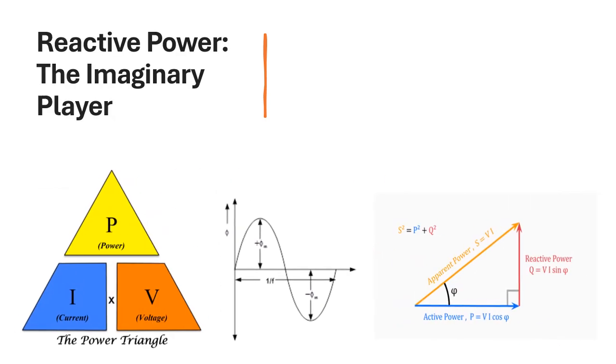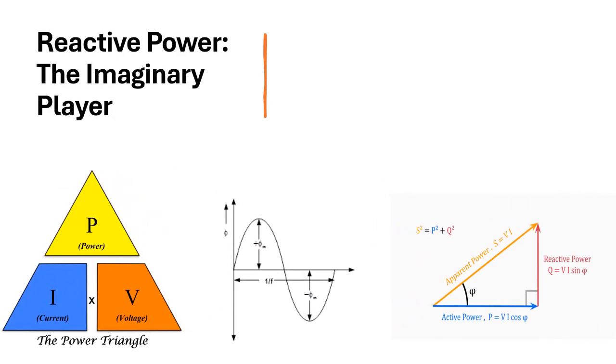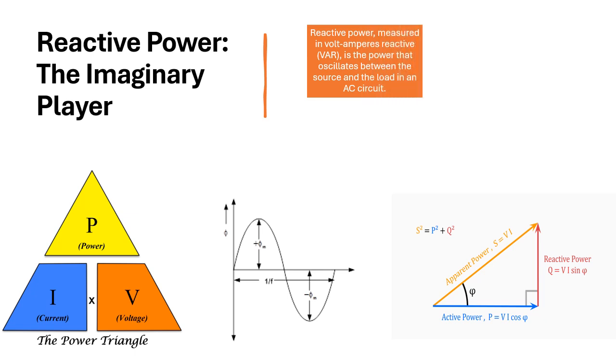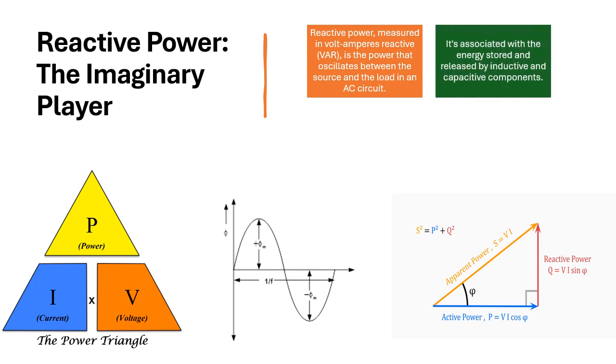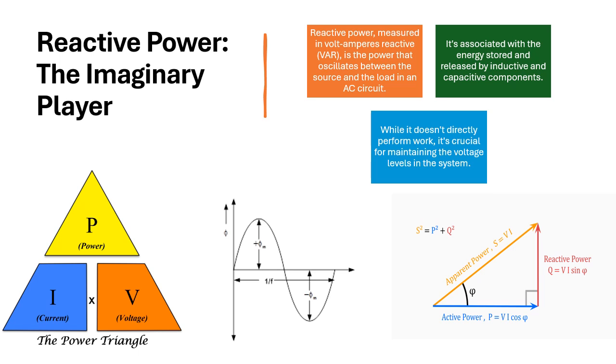Reactive power, the imaginary player. Reactive power, measured in volt-amperes reactive, var, is the power that oscillates between the source and the load in an AC circuit. It's associated with the energy stored and released by inductive and capacitive components. While it doesn't directly perform work, it's crucial for maintaining the voltage levels in the system.